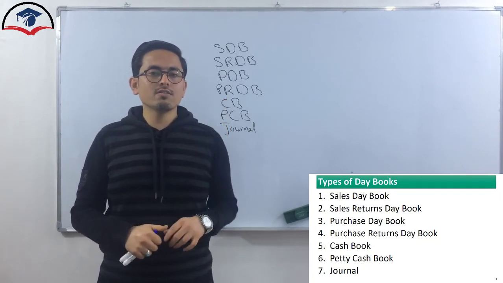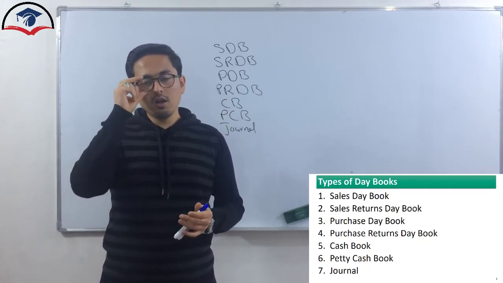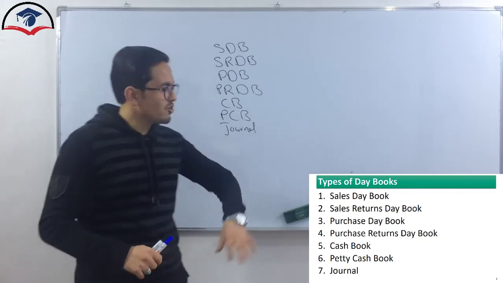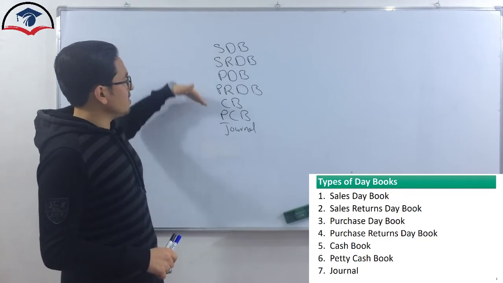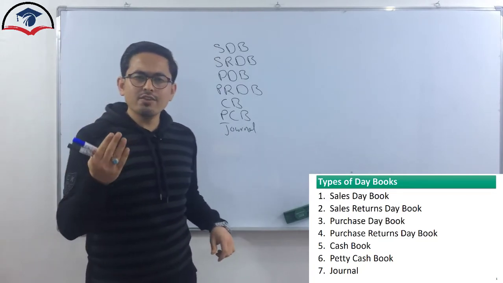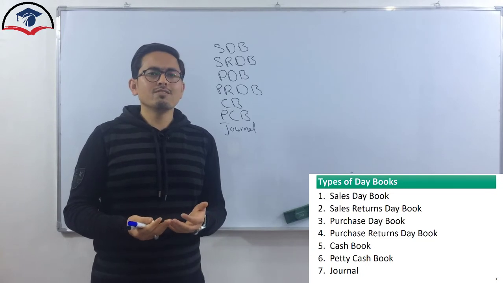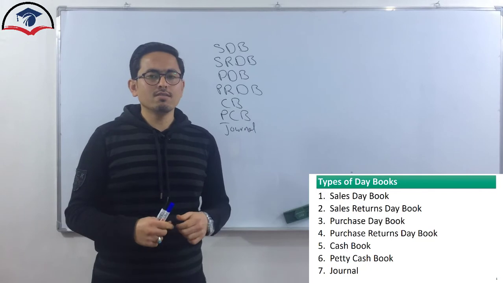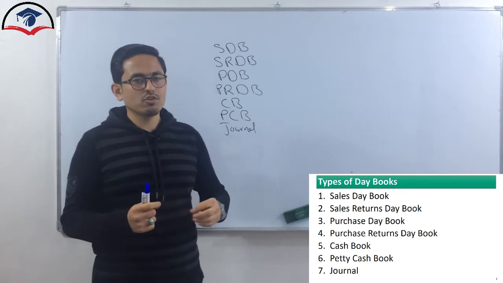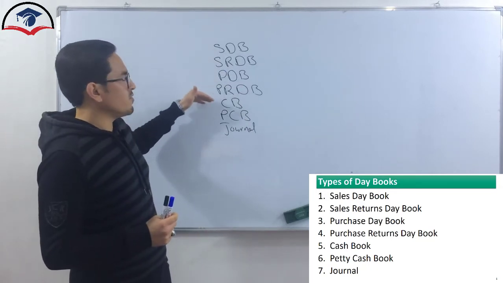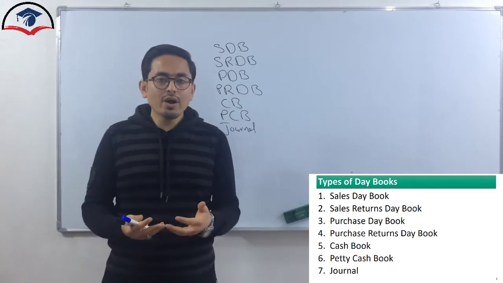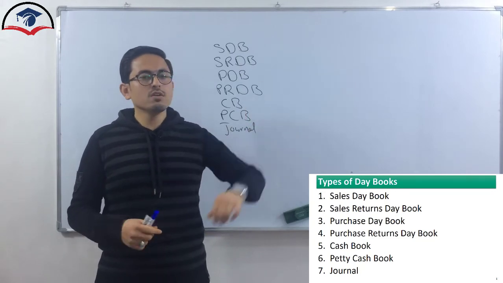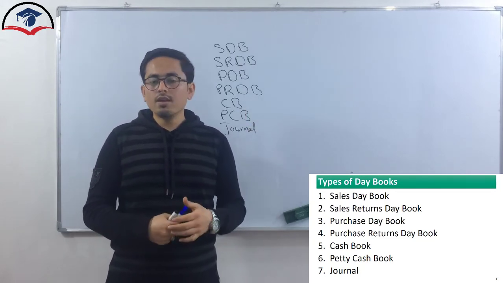And the seventh one is called journal. Journal is also a day book, and the aim is to record all the transactions which are not covered in these six other books, such as adjustments. For example, we can say depreciation, doubtful debts, or allowance for doubtful debts. These are the types of transactions which we cannot record as sales, as purchases, or cash transactions. That's why we record that in the journal, and after the journal we transfer to its relevant books. Let's go to the example.